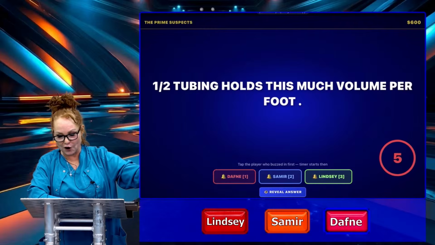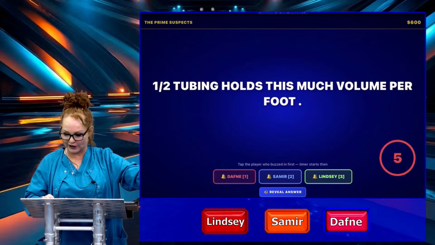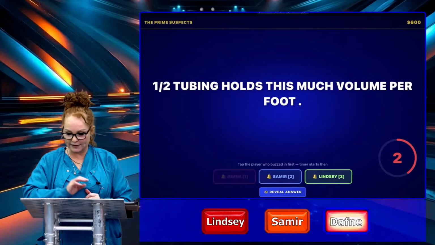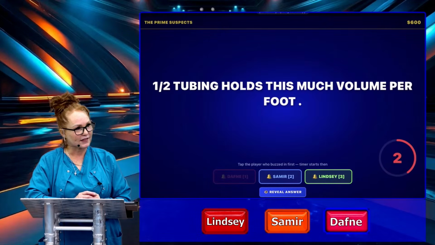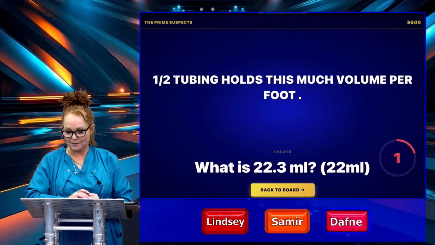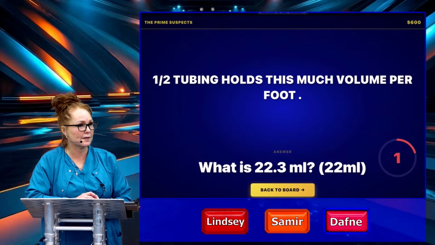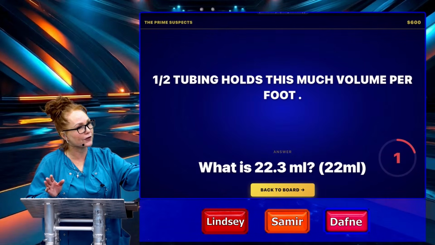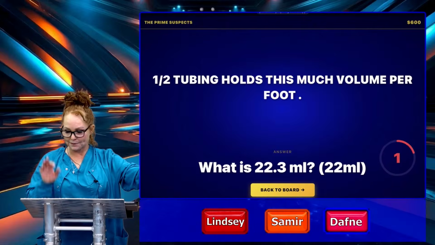Let's get that category over with. Prime Suspects for 600. Half-inch tubing holds this much volume per foot. Daphne, what is 30? That is incorrect. Anyone else? No one's going to take a shot at it? What is 22.3 milliliters? It's not worth it to wrap your arterial line.